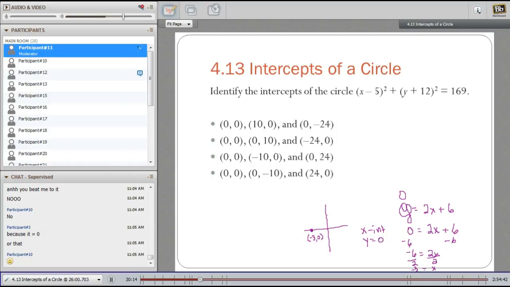I'm going to start with the x-intercept, and I'm going to plug y equals 0 in. So if I do that, I would have (x minus 5) squared plus (0 plus 12) squared equals 169. So on the left-hand side, I want to use, please excuse my dear Aunt Sally. I'm going to add 0 plus 12. Then I'm going to square 12.